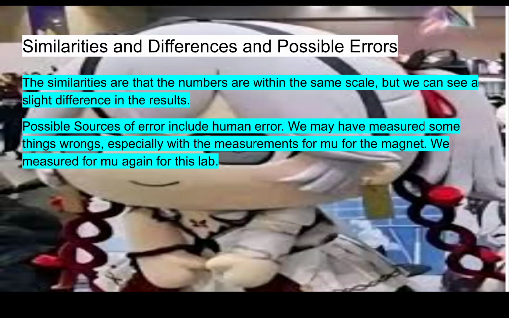The similarities are that the numbers are within the same scale, but we can see a slight difference in the numbers we get, since we got 1.54 for the real-life model and 2.117 for the computational model. The error might have just been human error, since we might have calculated some things wrong when we took the measurements, and we also calculated mu again for this lab.